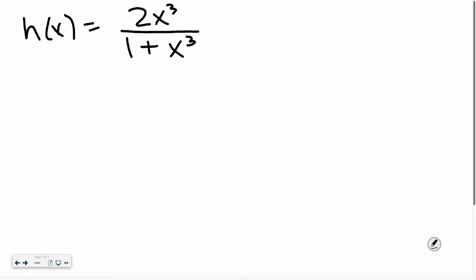We have this one and then 2 more, hopefully. So do you agree that this is 2x cubed times 1 over 1 plus x cubed? Do you agree with that? Yes. Okay. Did we already talk about 1 over 1 plus x cubed?